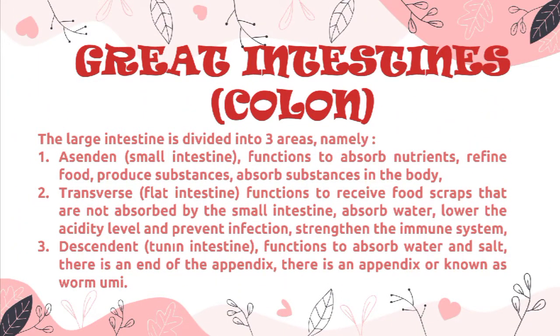The large intestine is divided into 3 areas, namely, number 1, the ascending colon, which functions to absorb nutrients and absorb substances in the body. Number 2, the transverse colon, which functions to receive food and waste that is not absorbed. It absorbs water, lowers the acidity level, prevents infection, and strengthens the immune system. Number 3, the descending colon, which functions to absorb water and salt.